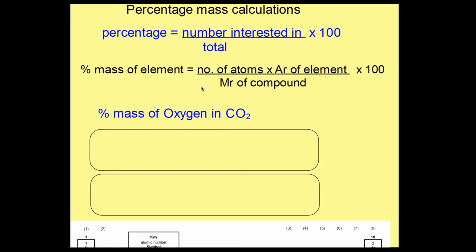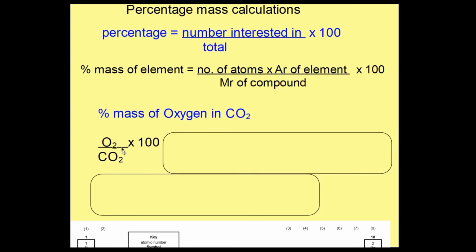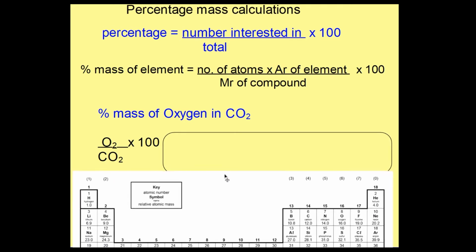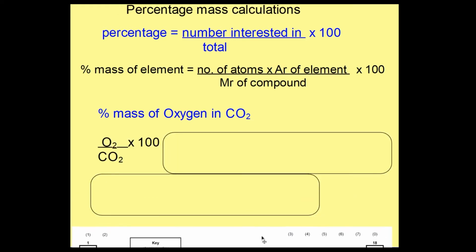So my suggestion would be to write this out in a similar format to the equation here. So basically that's the equation. We've got 2 oxygen atoms over the MR of the whole compound, and then times by 100. And if we look at the oxygen atoms on the periodic table, oxygen is 16.0, carbon's 12.0 on there. So you're going to get that information off there if you don't know it.